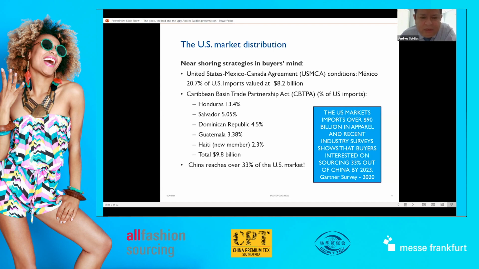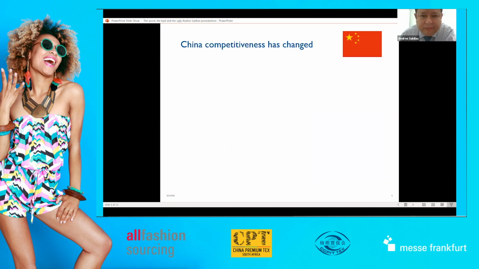China, whenever I hear about China, I start shaking, but it's not going to be for long. China reaches over 33% of what the US market buys. Nevertheless, a recent survey, a couple of months ago from Gartner, established that the US market imports over $90 billion of apparel, and the recent industry survey shows that buyers are interested in sourcing 33% less out of China by 2023. That means that there are new vendors needed. Mexico or Honduras or El Salvador are not going to be able to supply that 33% of $90 billion. And that's the opportunity for Africa.